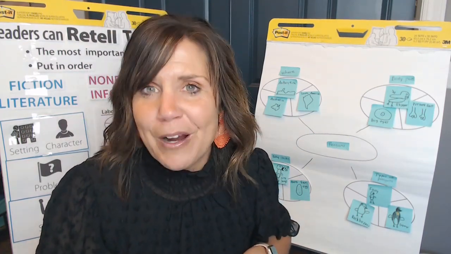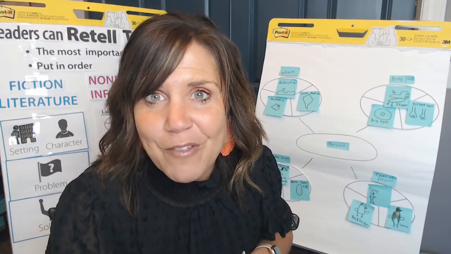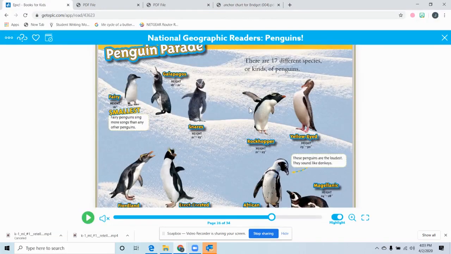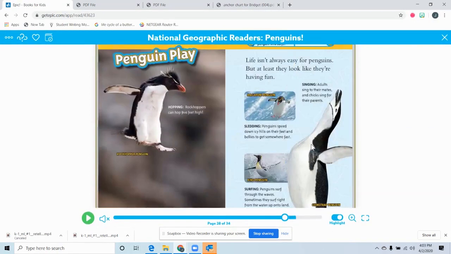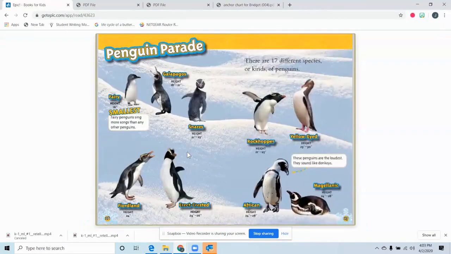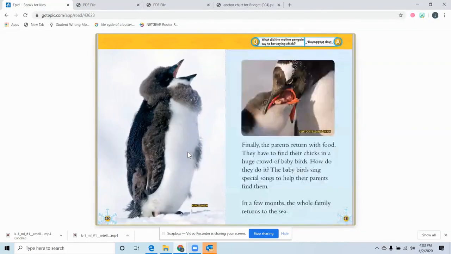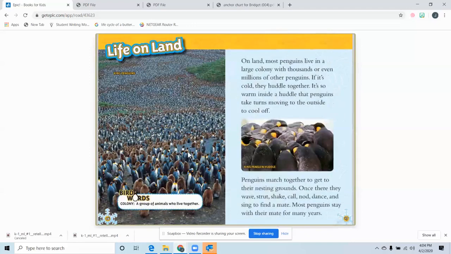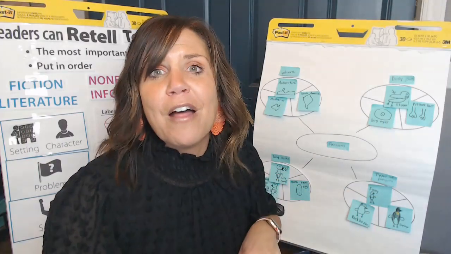So if you're in Mrs. Longmire's class, I would have you practice writing some more about those other sections of the book. Remember, there was the section on how penguins play. There was a section on, hold on one second, let me see if I can find it. Yeah, how penguins play. There was a section on how penguins march. There was a section on what penguins eat. There's the marching one, and what they eat and how they live on land. So I would go back and I would fill out a dissected web about some of those other sections.